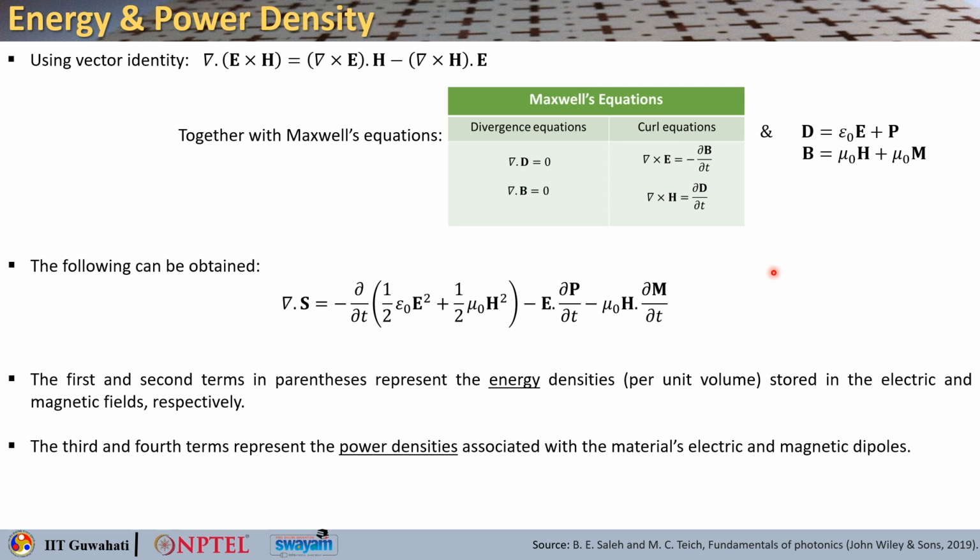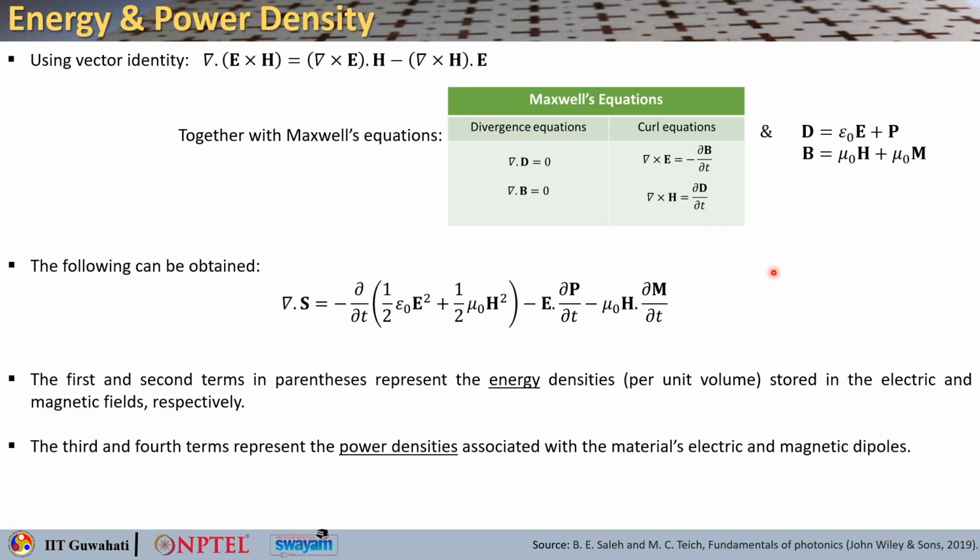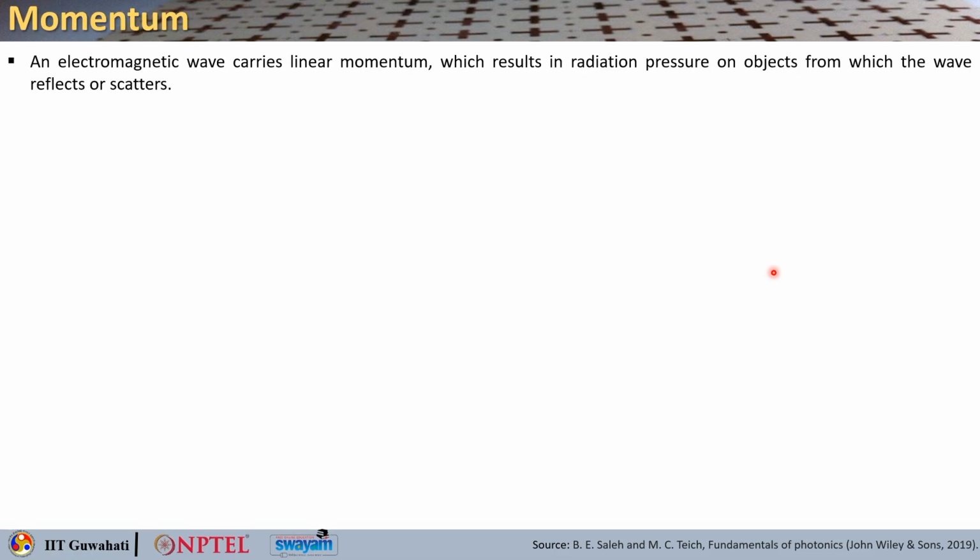So, this equation, also known as the Poynting theorem, therefore represents conservation of energy. The power flow escaping from the surface of an incremental volume equals the time rate of change of the energy stored inside the volume. Next, we will learn about momentum.